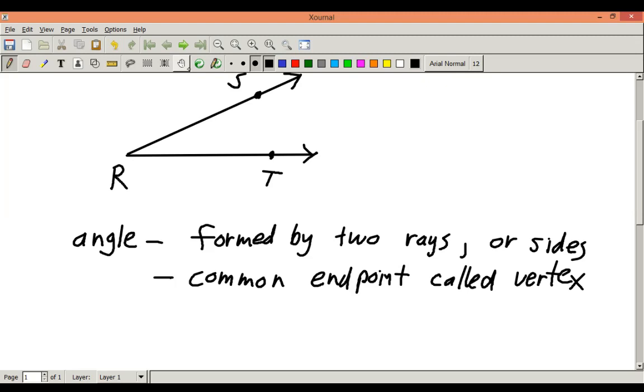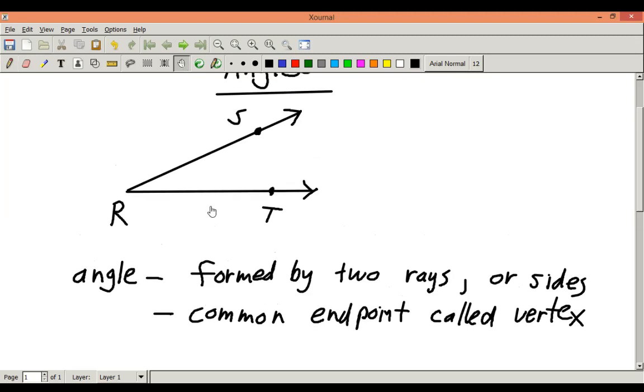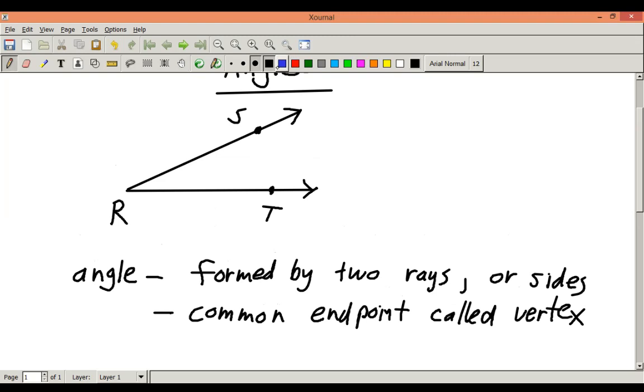And the vertex in this case is point R. So that's the vertex. All these points inside the angle are said to be in the interior of the angle. So that's the interior of the angle. And then all the points that are outside the angle are said to be in the exterior part of the angle.